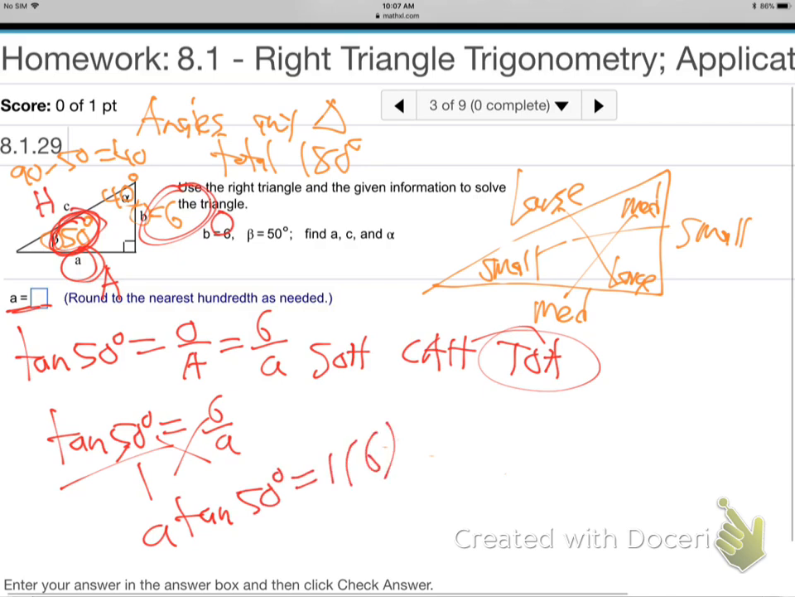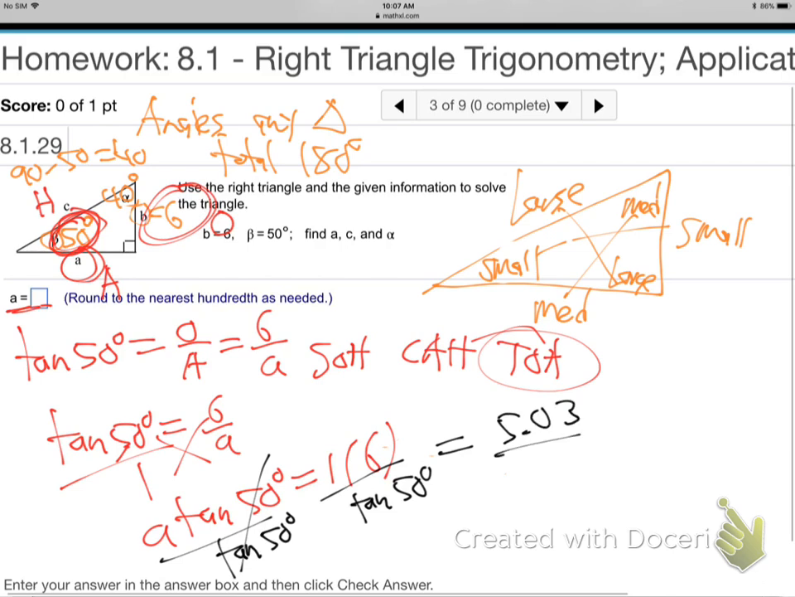Right? The last step to get a alone: divide by tan 50. There it is. A is whatever 6 divided by tan 50 is. Make sure you're in degree mode. And I'm getting 5.03, rounded to 2, they said hundredth. So I got it, 5.03. Questions on that? That makes sense for how to find little a?